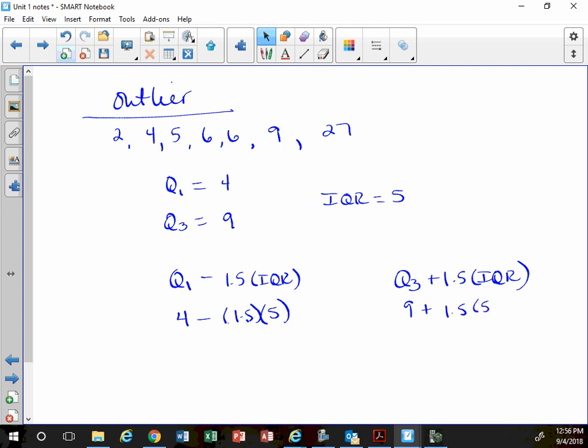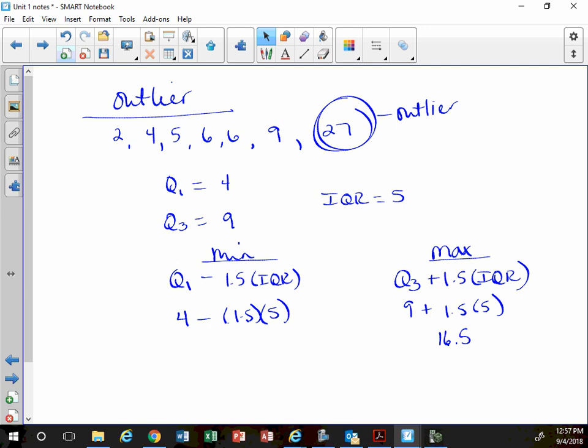1.5 times 5. This is basically giving us what an expected max would be. What do we get for that? 16.5. Do we have any values above 16.5? Yes. 27 is an outlier. You could have probably guessed that just looking at these data points, like, okay, that one's a whole lot bigger than the others. But mathematically, that's exactly how you find what the expected min and max are, and then anything outside of that is going to be an outlier. Okay? All right, guys, questions so far?